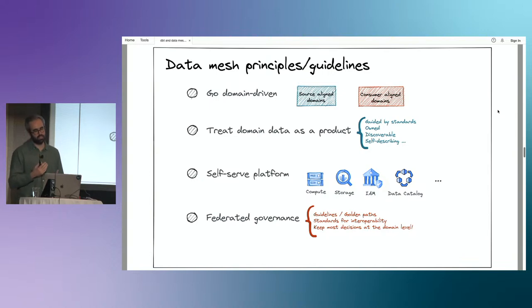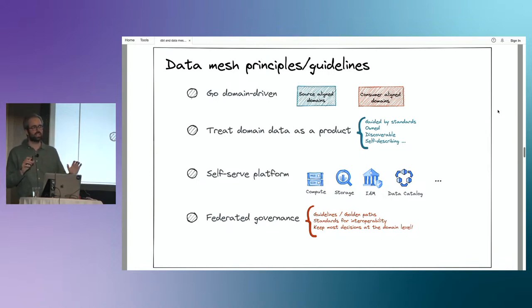And the fourth point is federated governance. This point is more overarching governance so that you don't go completely mayhem. So you have specific guidelines or golden paths that the domains should comply with. There should also be standards for interoperability. So this is what we discussed as the data contracts.